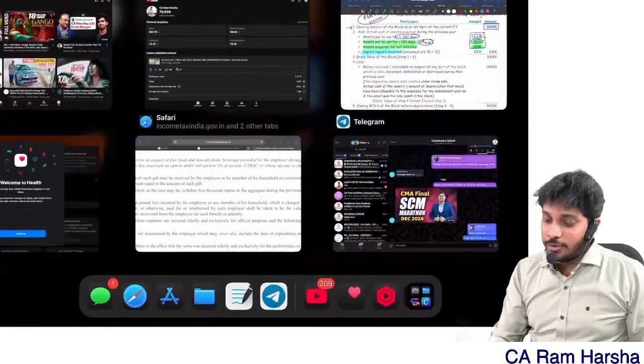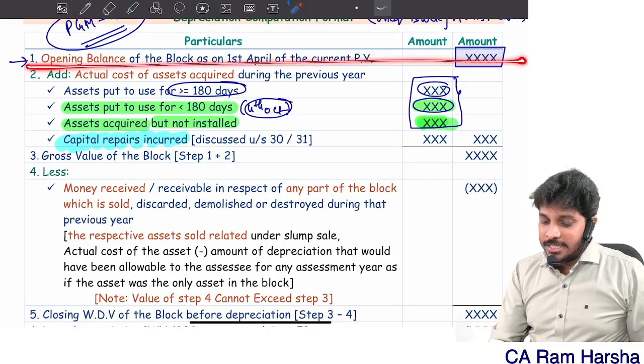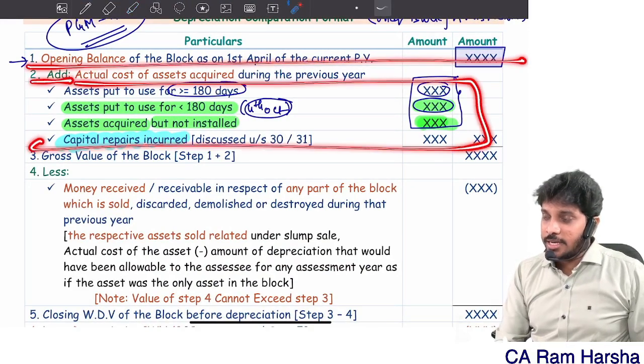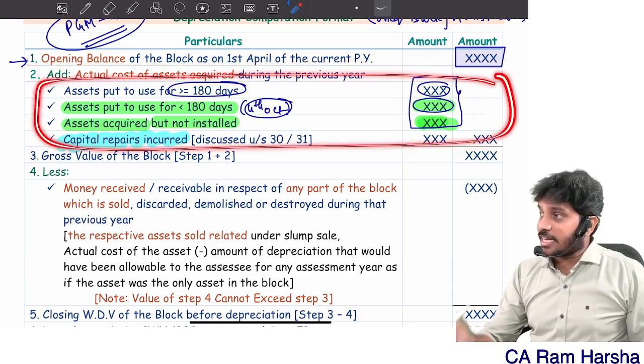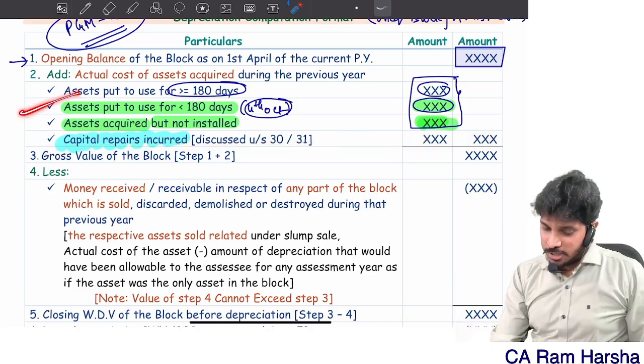So now you see. What are they? Opening balance. Add additions during the year. Remember, in exam you should always write like this only. Fourth point you can leave it. From exam point of view, you can leave the fourth point. The first 3 points you should write.